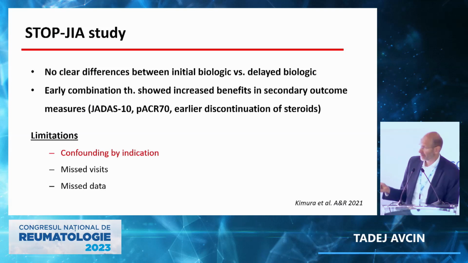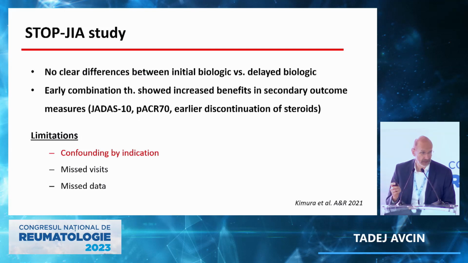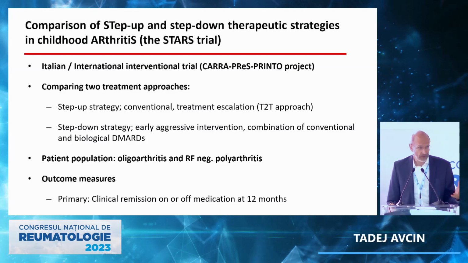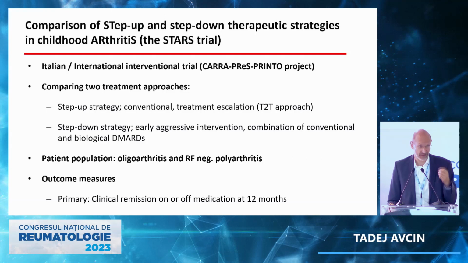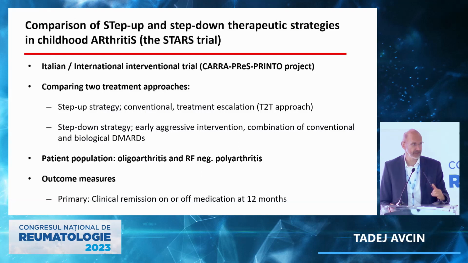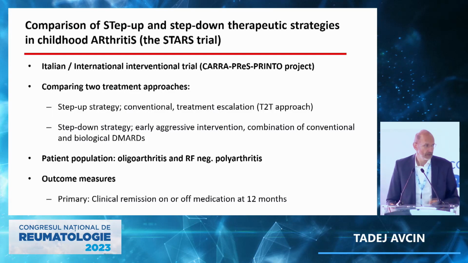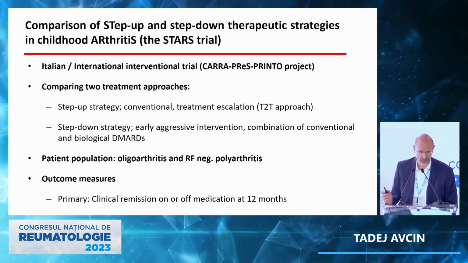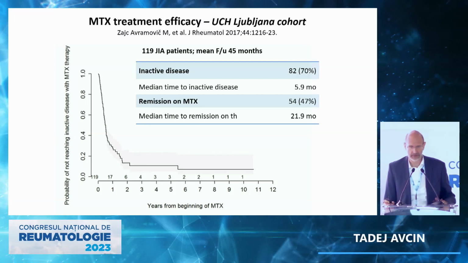And I already mentioned that the major limitation of this study was confounding by indication of the treating physician. Probably some of you are already aware of the study that is ongoing, and we are eagerly awaiting the results of the STARS trial, which is a step-up and step-down treatment strategies in childhood arthritis. This is a study that was initiated by our Italian colleagues. It is ongoing in Italian centers, but the results of this study are not published yet, and were not even presented at the congresses.